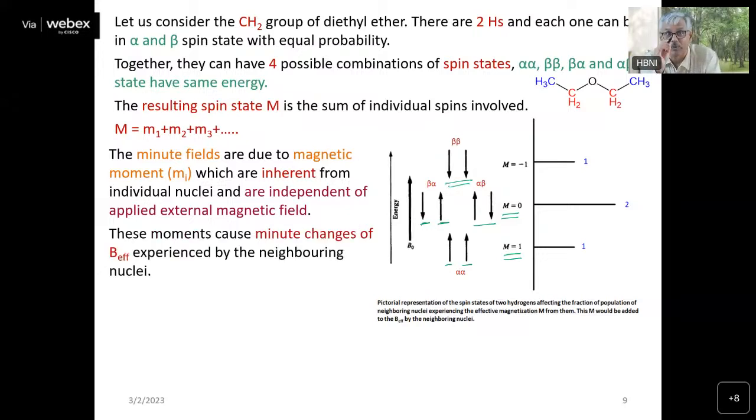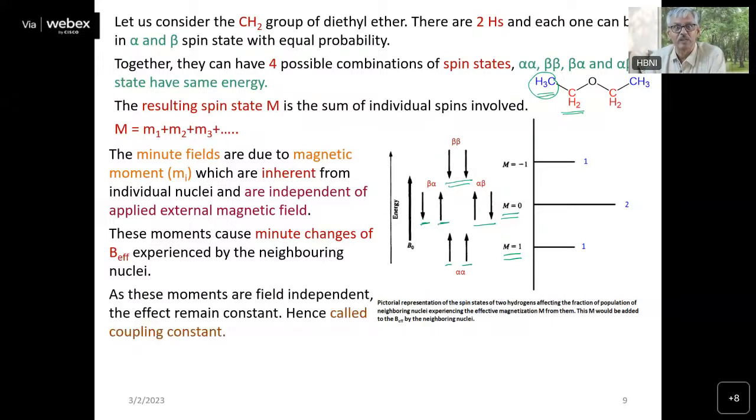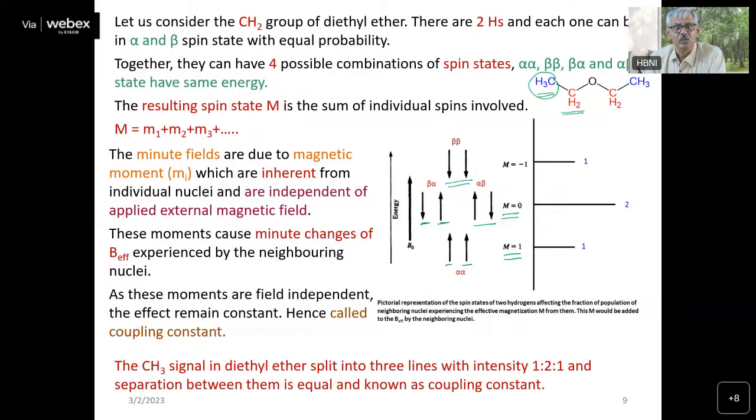So these small moments cause minute changes of B effective experienced by the neighboring nuclei. That means, due to this arrangement, each group is making a different kind of magnetic field around the methyl protons. So here are 4 possible such small different B effective. And as these moments are field independent, they remain constant and are called the coupling constant, that I told you. So the CH3 signal in diethyl ether splits into 3 lines with intensity 1:2:1, because of this type of combination. I hope this part is clear.